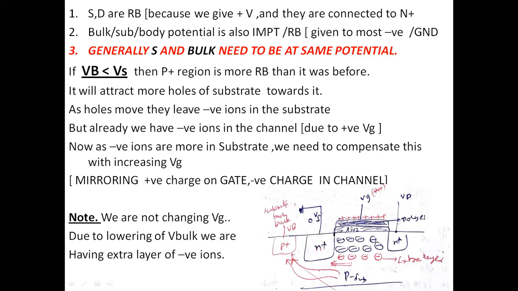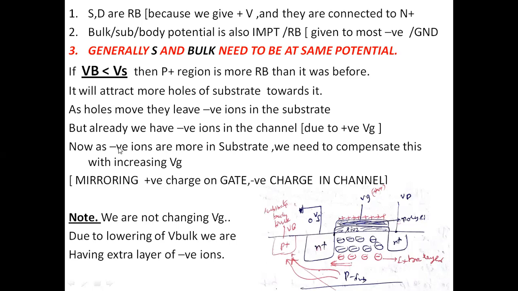But already we have negative ions in the channel. Here they are. As it is an NMOS device, in the channel what we expect is electrons to be flowing. Already we have electrons in the channel, and as this bulk voltage is less than the source voltage, we have the attraction of holes present in the substrate to the P plus well. Hence this will in turn create more negative ions. But already we have negative ions in the channel.